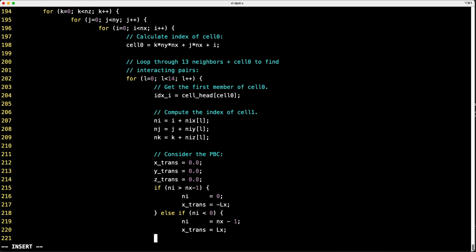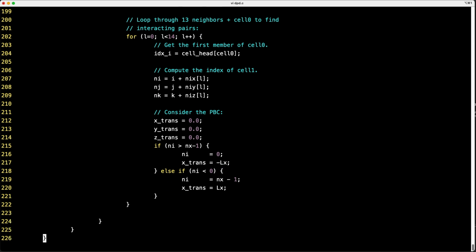Okay, and that handles the periodic boundary condition in X. Now we just need to do the same for Y and Z. So we've got, what, 9 lines here. So let's just paste that. And so in this case, we're just going to change everything, right?